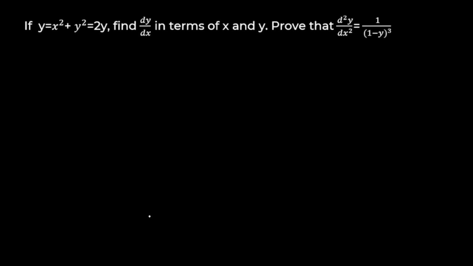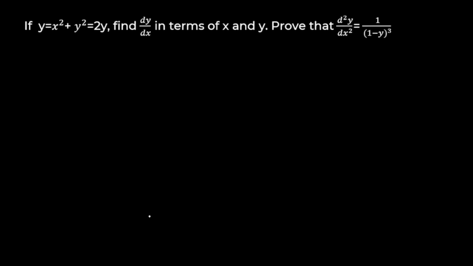So we have a problem today and we would like to solve it. The problem is we have x squared plus y squared equal to 2y. We have to find the first derivative in terms of x and y, and we also have to prove that the second derivative of the function is equal to 1 over (1 minus y) raised to the power 3.